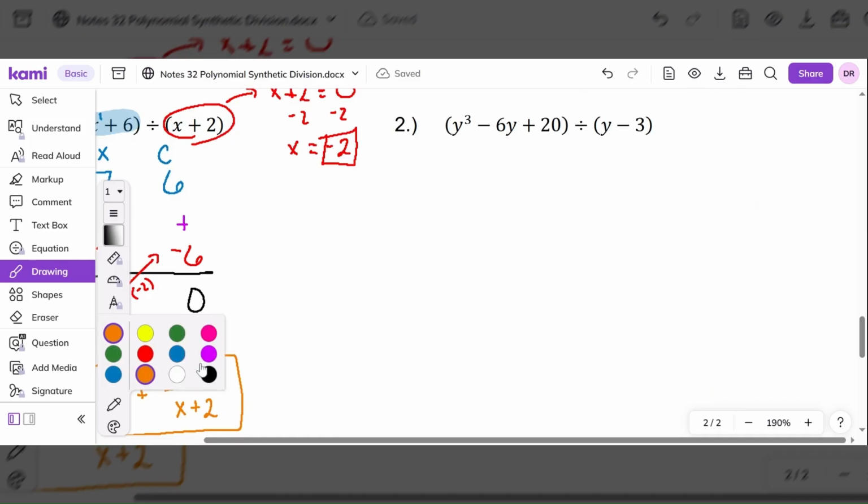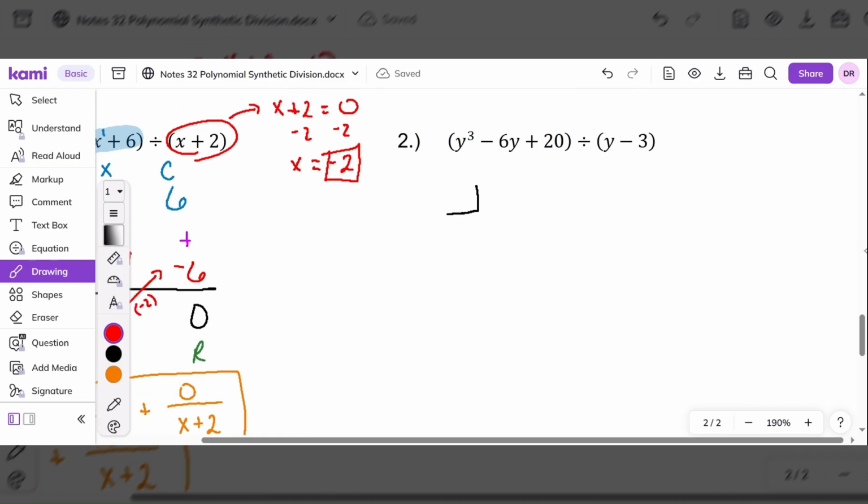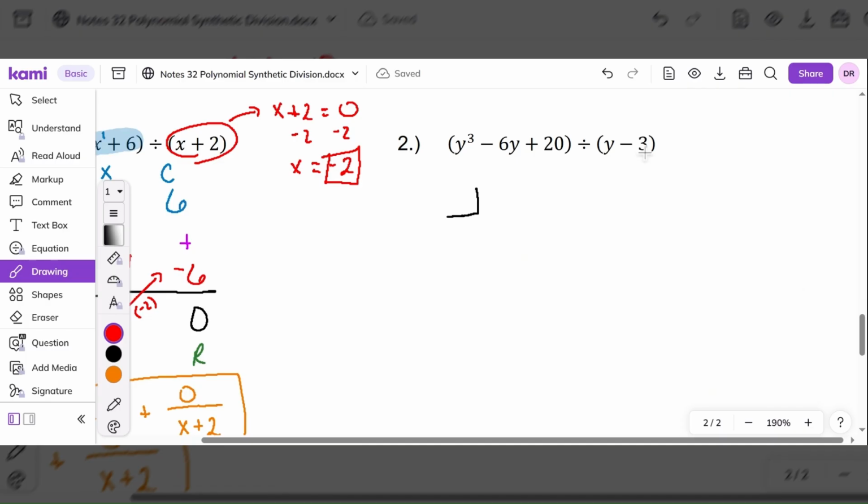So I'm going to set up my magic box again. Okay, so the magic box is here. Inside that magic box, remember, it's always going to be the opposite of what you see inside these parentheses. So inside the parentheses right now, we see a y minus 3, so a negative 3. In the box over here, it's going to be a positive 3, okay? It's going to be a positive 3.